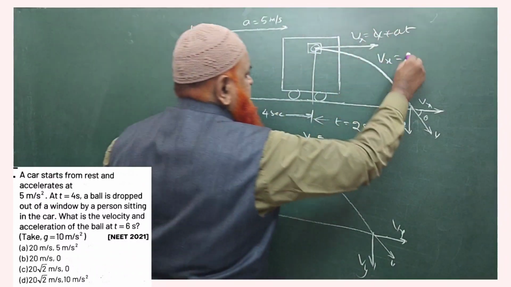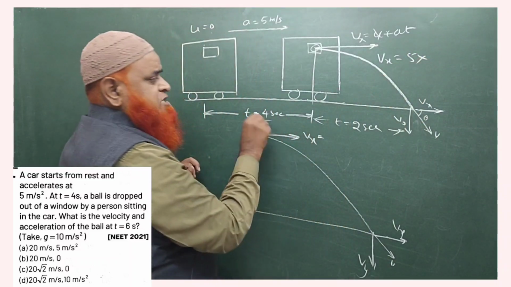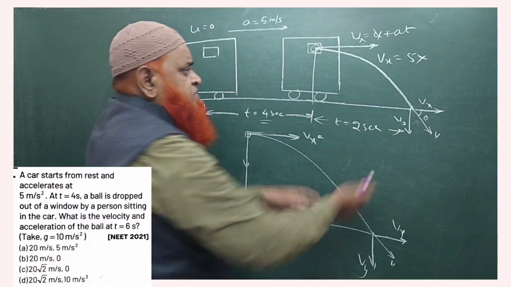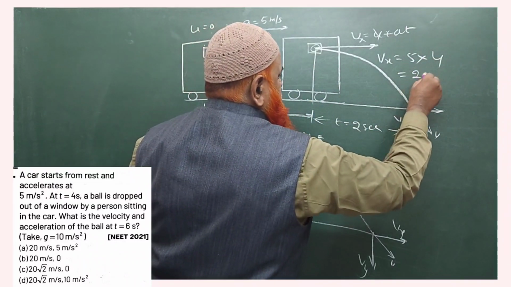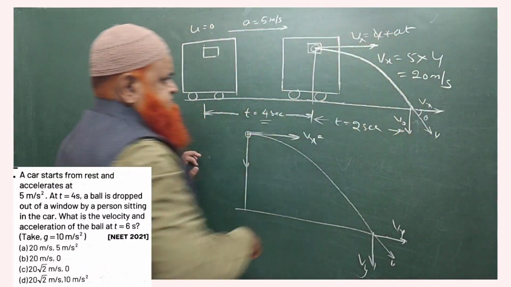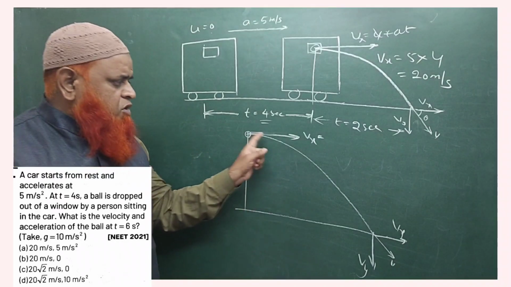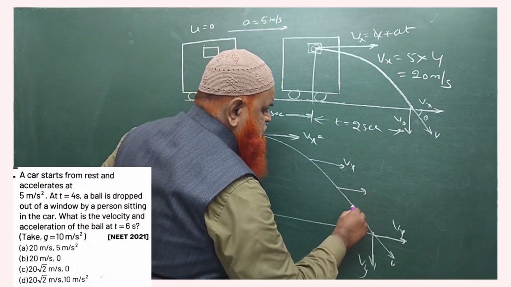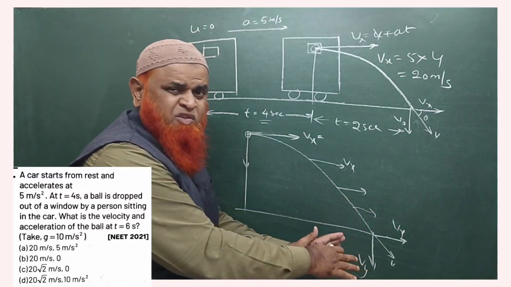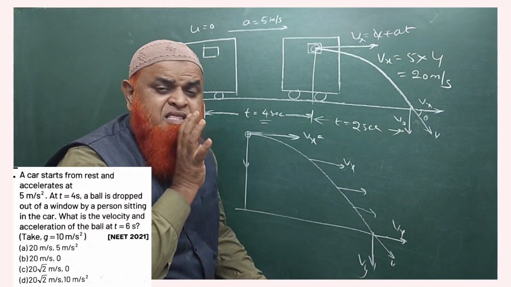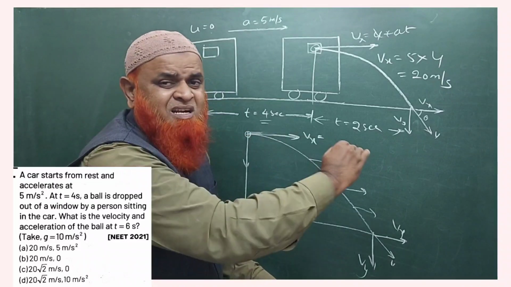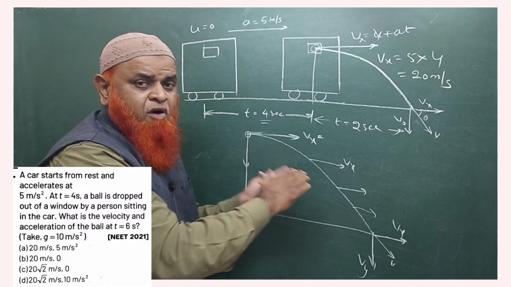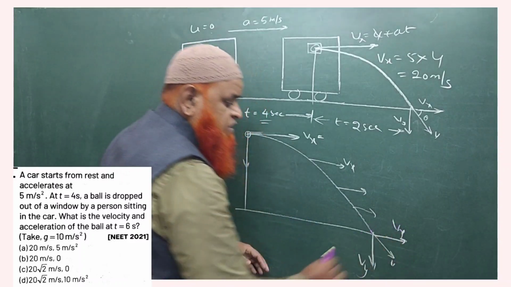What is a here? 5. And after 4 seconds it has been thrown. So it took 4 seconds to travel from here to there. Then you can write 5 into 4, which is equal to 20 meters per second. So once we get horizontal velocity Vx, it continues to fall with the same horizontal velocity, because there is no effect of gravity horizontally. So horizontal velocity doesn't change. Uniformly it falls with Vx. Here also it is Vx only.